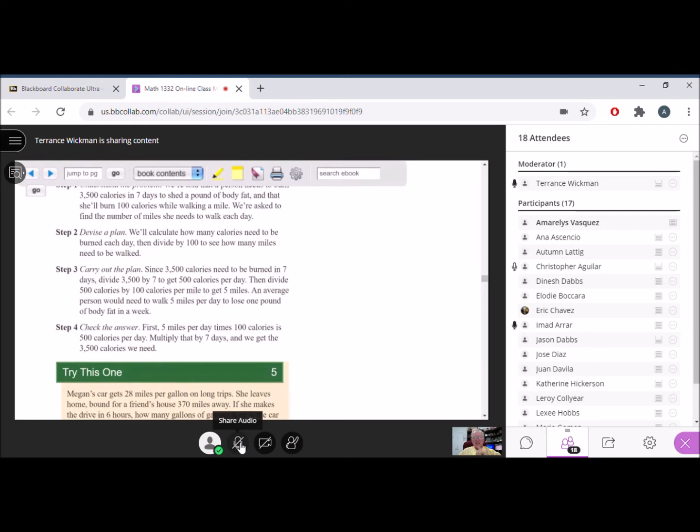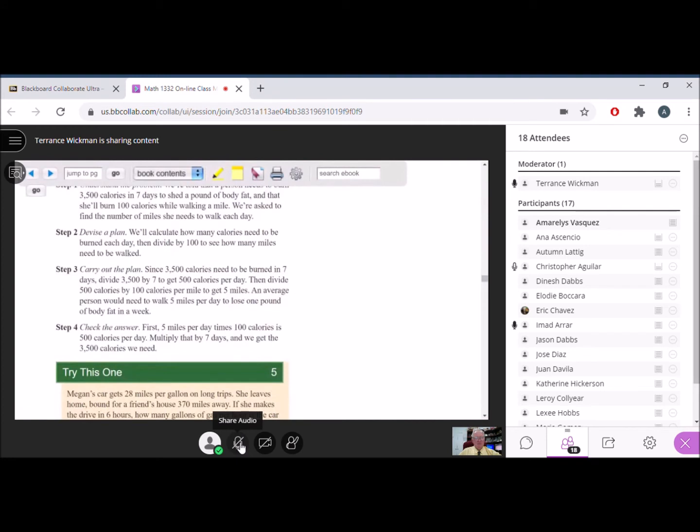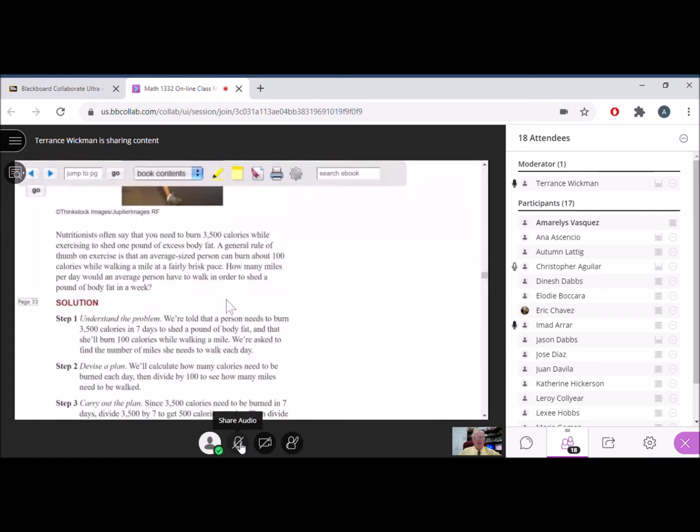How do you do the math? Again, 100 calories per mile. So you divide 3,500 by 100. That's how I would do it. That gives you this number. And if you divide that by 7, because 7 days to do it, you've got to do 500 calories per day. And that's just to lose a little bit of fat.